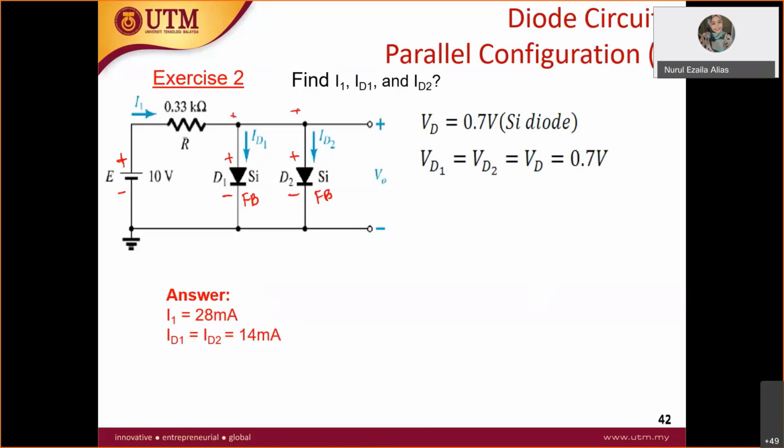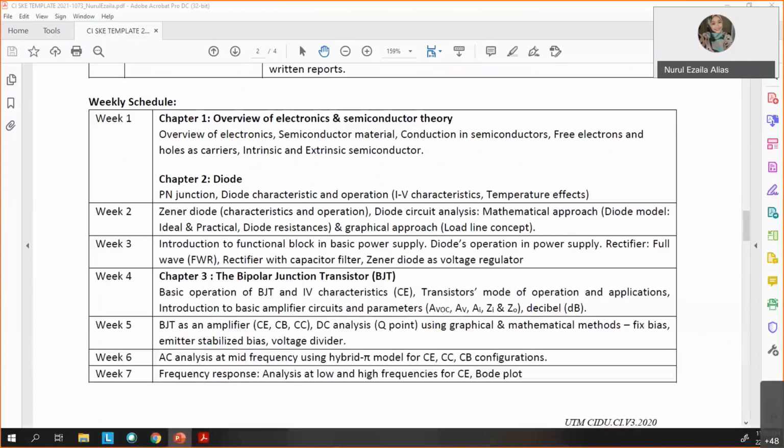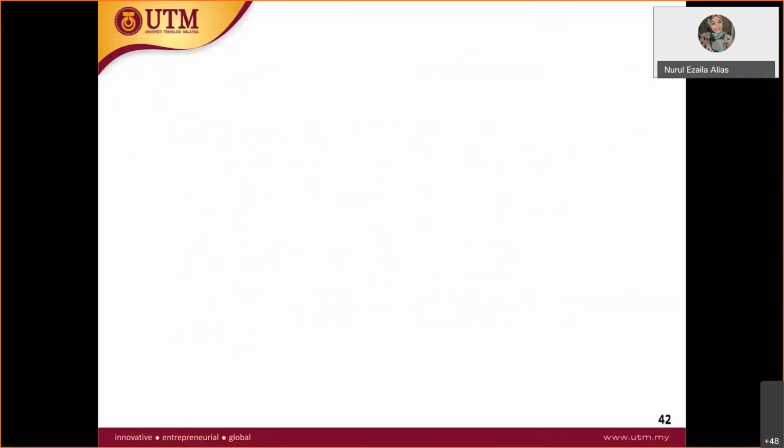If it is forward bias, now you can redraw the equivalent circuit. So let's redraw the equivalent circuit. I think it will be messy if I draw it here, so I will draw it on a different slide, so that you can always refer to it properly. So this is exercise 2.